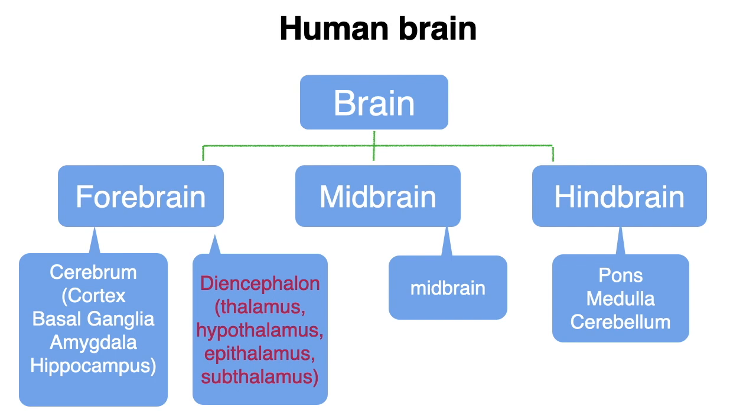There are two components of the forebrain, which are the cerebrum and the diencephalon. There are four components in the diencephalon, which are the thalamus, hypothalamus, epithalamus, and subthalamus.